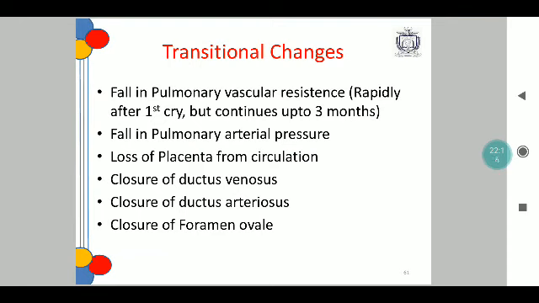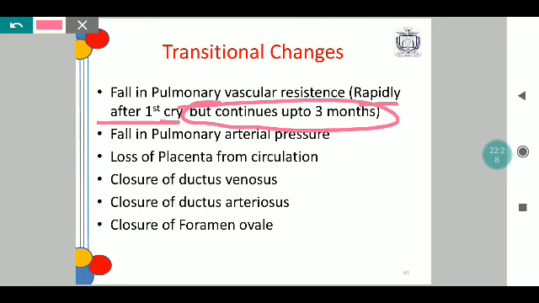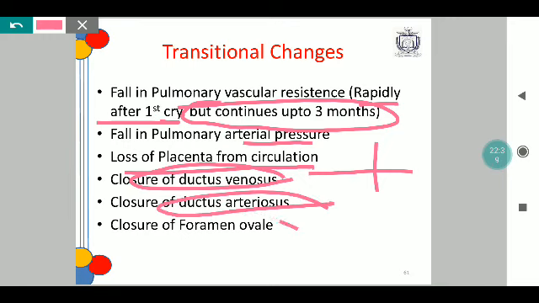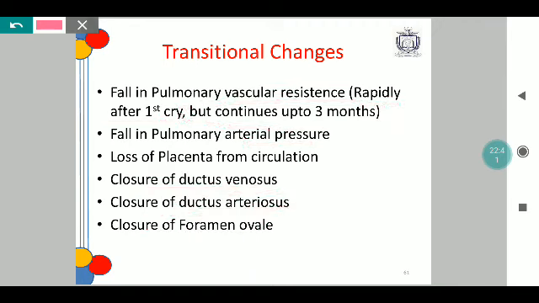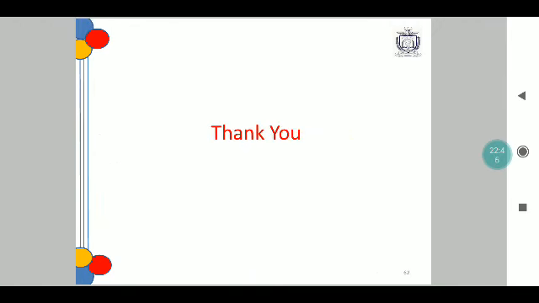So, with that we come to the transitional changes which occur at birth. These transitional changes include a fall in the pulmonary vascular resistance, which occurs rapidly at the first cry at birth but can continue up to 3 months also. There is also a fall in the pulmonary arterial pressure and a loss of placenta from circulation because it is clamped and cut from the cord. There is also a physiological closure of ductus venosus and ductus arteriosus along with the closure of foramen ovale. And these transitional changes which occur at birth are very important to understand.